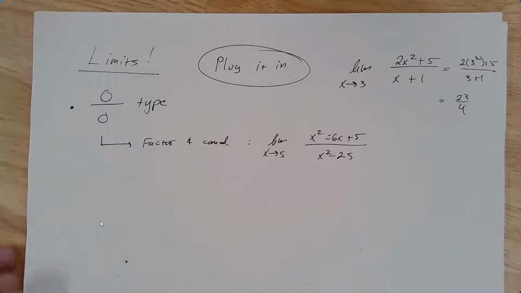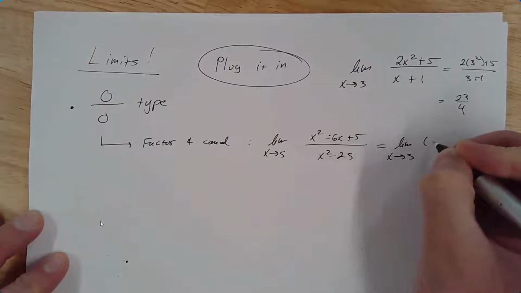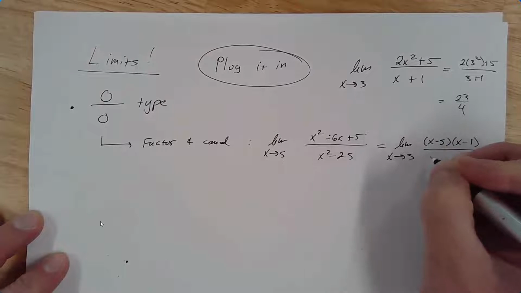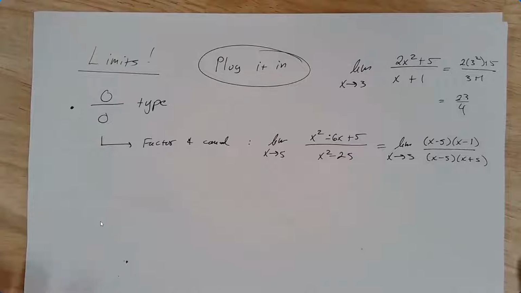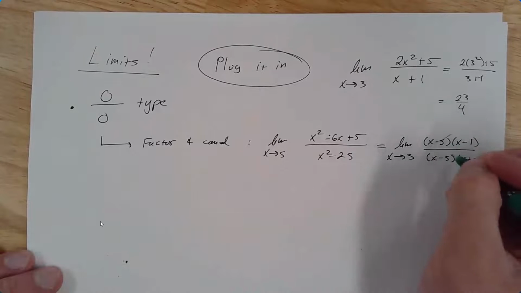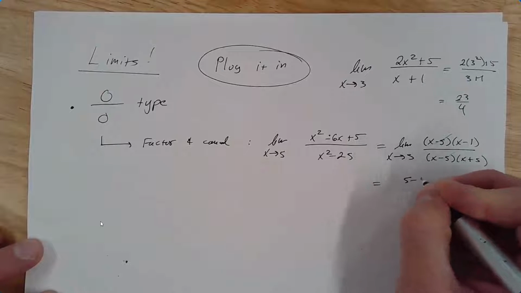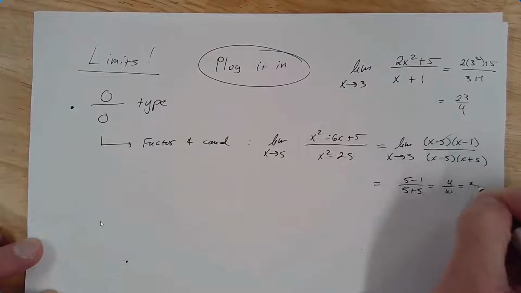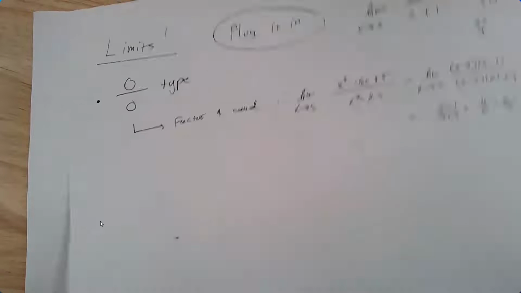If you plug in 5, you do get 0 on top and 0 on the bottom. The way you would deal with this is to factor the top as x minus 5 times x minus 1, and the bottom as x minus 5 times x plus 5. The x minus 5 cancels, and then you plug in 5 for the remaining x's, and you get 5 minus 1 over 5 plus 5.